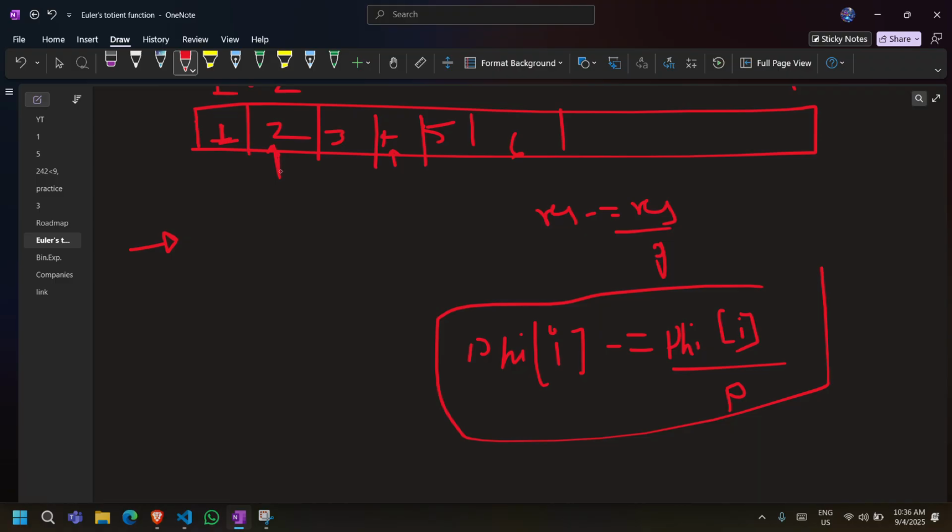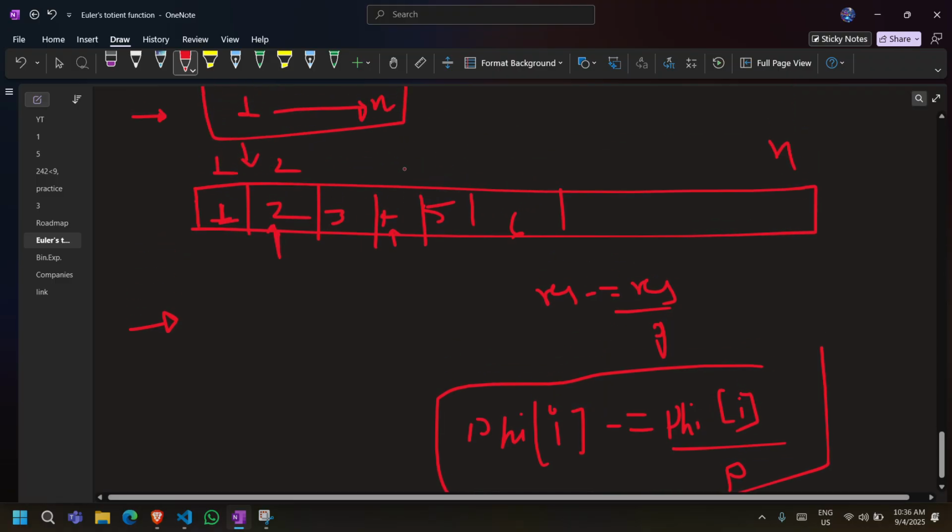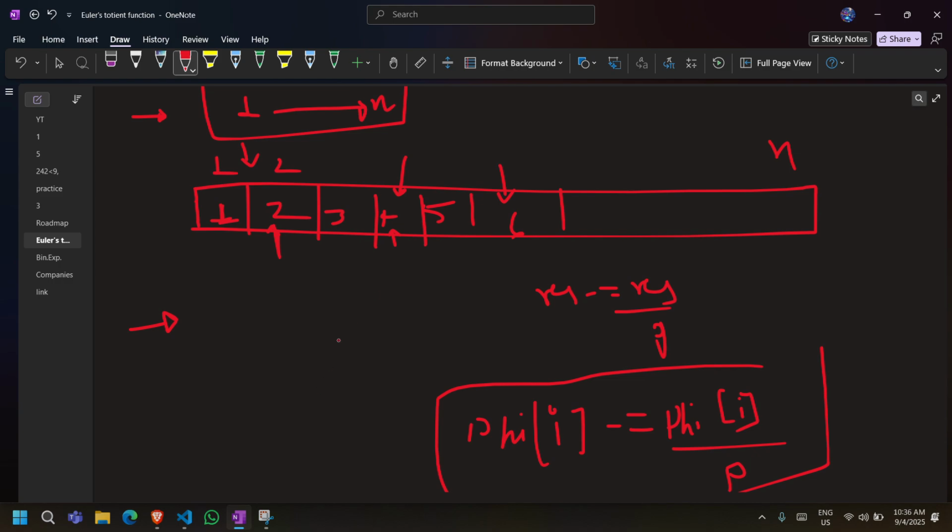So if I am at 2, I go to the multiples of 2, that is 4, 6, and I will do 4 minus equals 4 by 2, so it will become 2. 6 minus 6 by 2 becomes 3. And when I reach 3, I will go to the multiples of 3, so I will reach 6. So 3 minus equals 3 by 3 gives 2. So see, phi of 6 is 2, phi of 4 is 2.